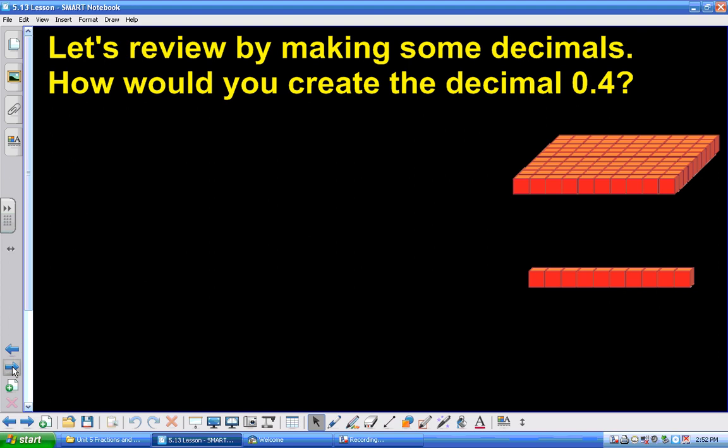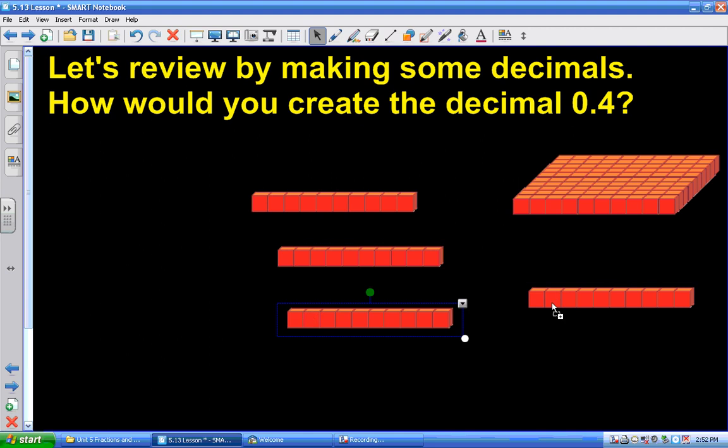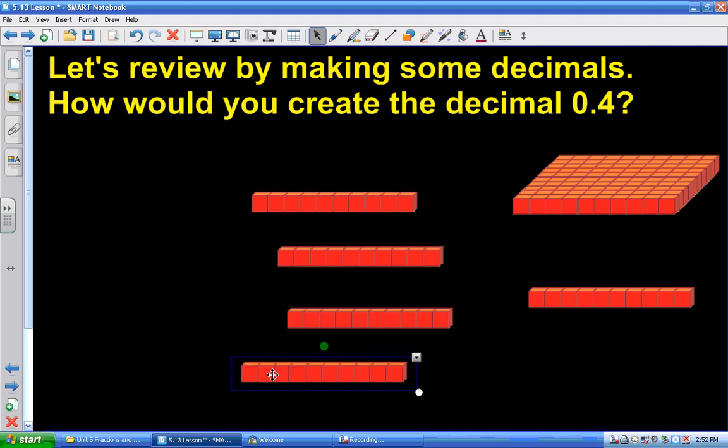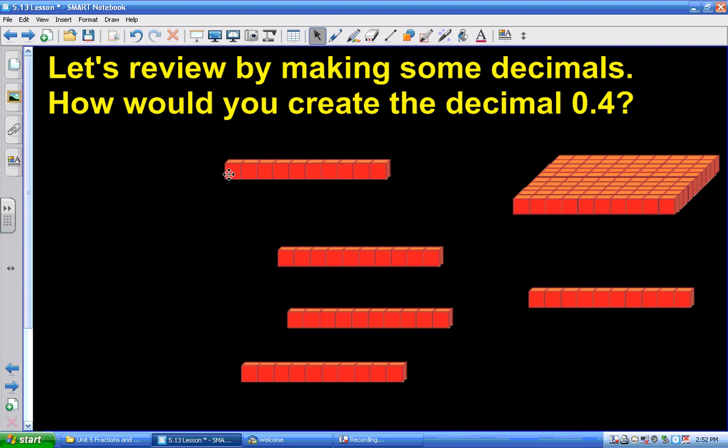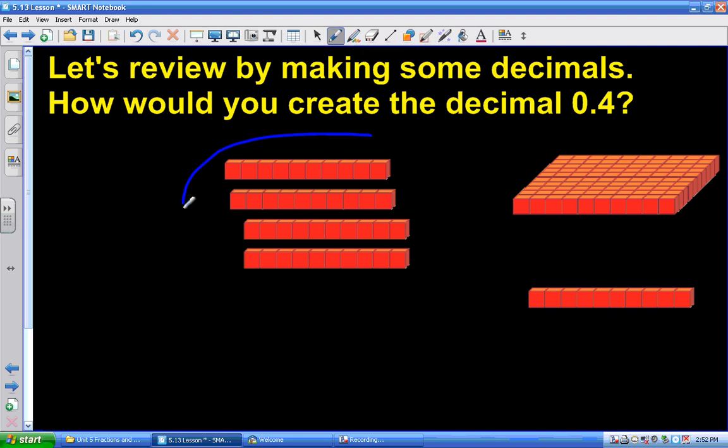Let's make some decimals up first. How would I create 0.4, Sydney? 4 rods. I need to get 4 rods. So 1, 2, 3, 4. Is that 0.4? Yes, it is, because every rod is a tenth. So this is 1/10 here, 1/10 there, 1/10 there, and 1/10 there. When you put them all together, we have 4/10, which is 0.4.